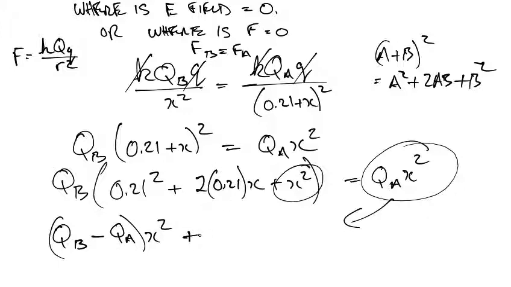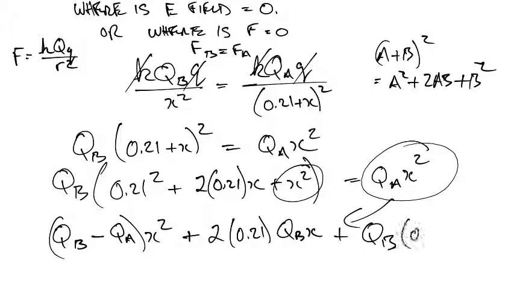Okay, now I'm going to go to this term here in the middle, and that's going to be plus 2 times 0.21 QBx. That's the middle term, and now the last term, plus QB times 0.21 squared, and that's all going to equal 0.